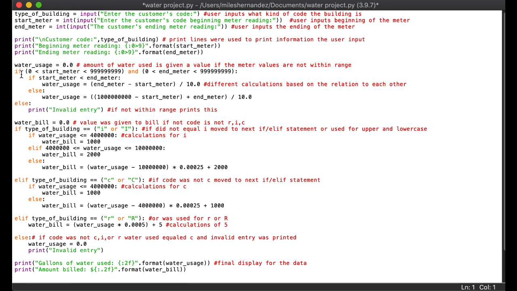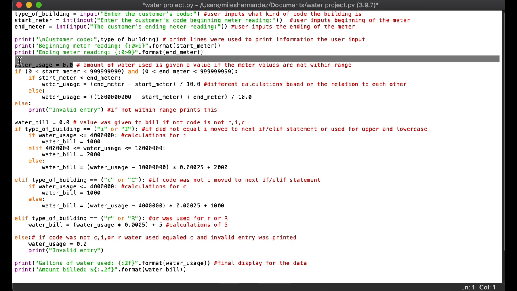And then we gave the water usage a value of 0 if the start meter and the end meter weren't within these ranges that were given right here. And if they were, then they would run through two different equations based on whether one was bigger than the other. And if they weren't within the range, it would just print an invalid entry and the water usage would keep its value of 0.